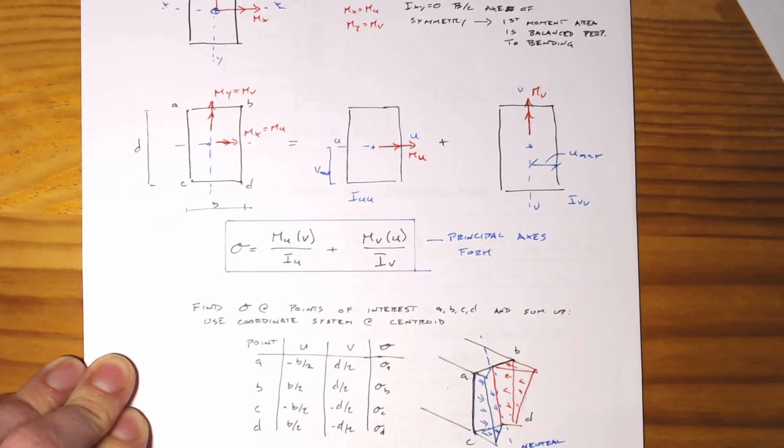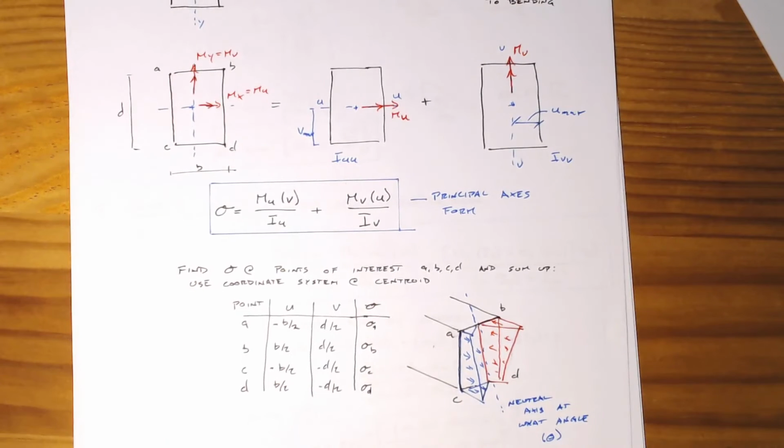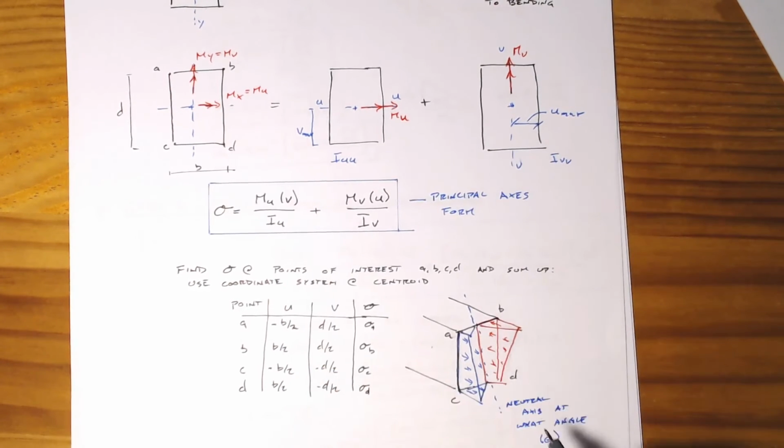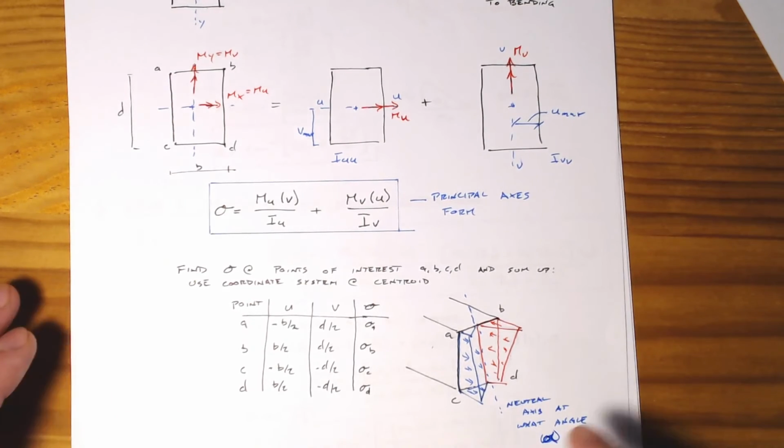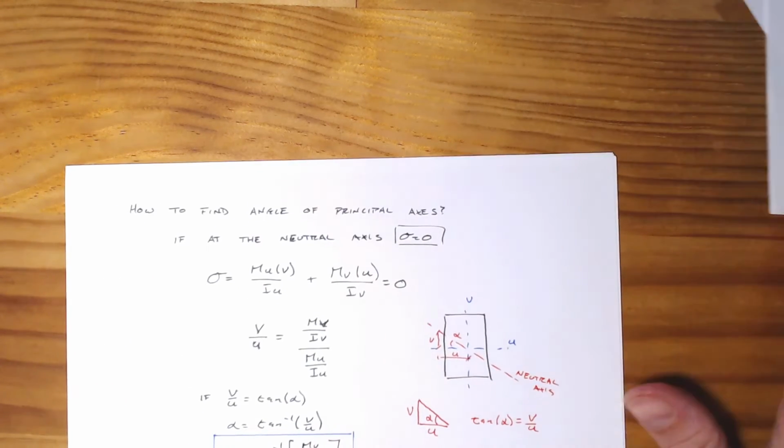At what angle theta? This is because we're already working on our principal axis. Well, let's say, instead of calling it theta, let's call it alpha. I like alpha here. So what angle alpha? Well, how do we get there?